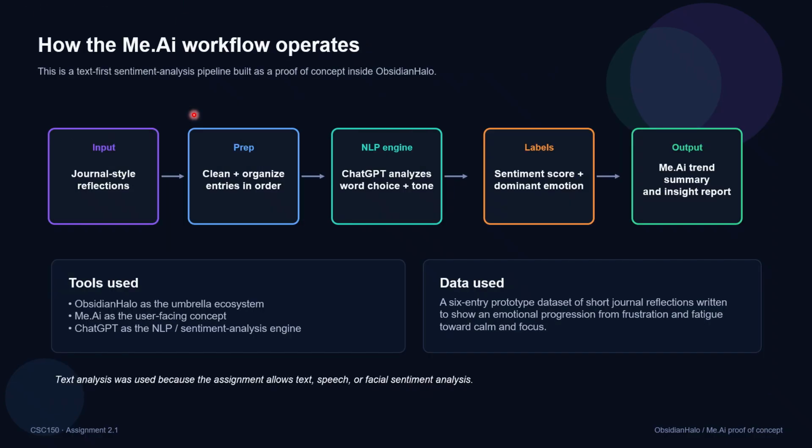So this is the framework. First, Me.Ai receives a sequence of journal-style reflections. Second, the entries are cleaned and organized in order. Third, ChatGPT is used as the NLP and sentiment analysis engine to examine word choice and tone. Fourth, the system assigns sentiment and dominant emotion labels. Finally, Me.Ai generates a trend summary and insight report.